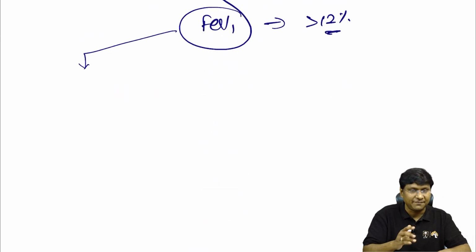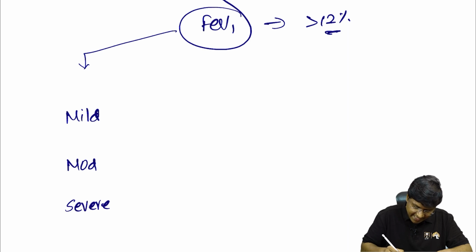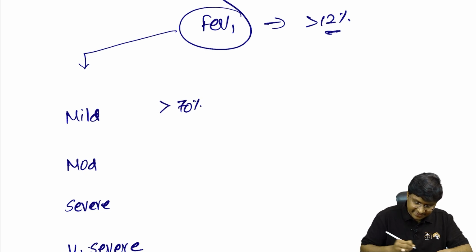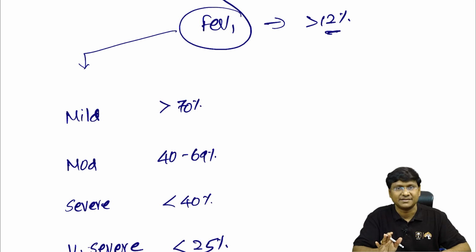Then how will you assess the severity of asthma? That is based on the FEV1 value, right? We classify it into mild, moderate, severe, and very severe. In mild, the FEV1 value will be more than 70%, whereas in moderate, the FEV1 value will be around 40 to 69%, in severe it is less than 40%, and in very severe, it is less than 25%, right?